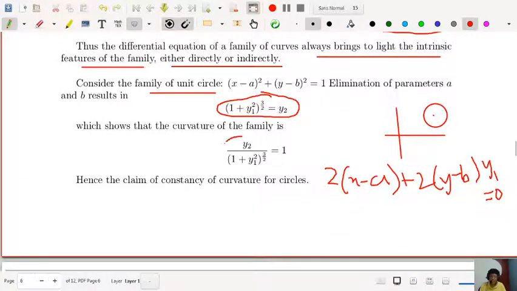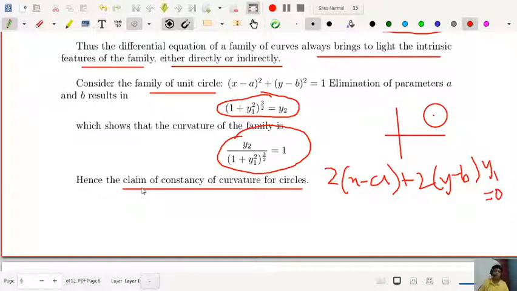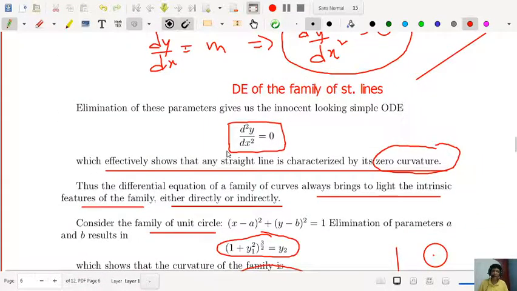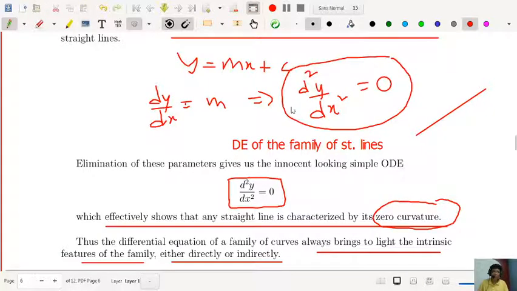And this is the measure of the curvature, and the right hand side is 1. So it shows that the curvature of the family is constant. It claims the constancy of curvature for the circle, because a circle has constant curvature. So this is the physical significance of the differential equation, and it shows the intrinsic feature of the family, either directly or indirectly. Clear?